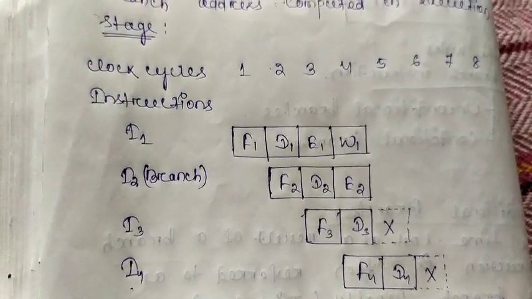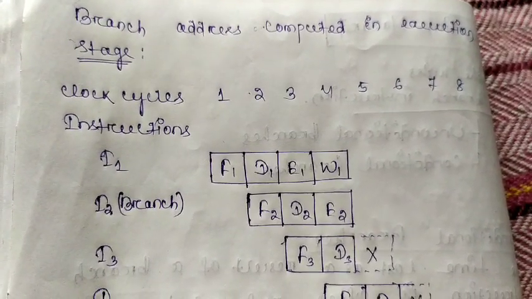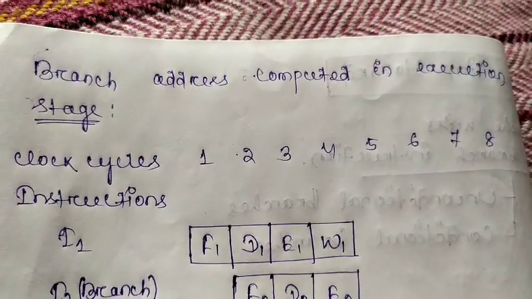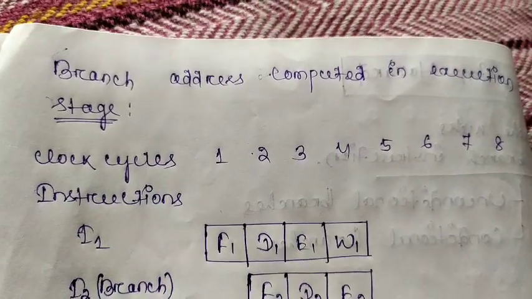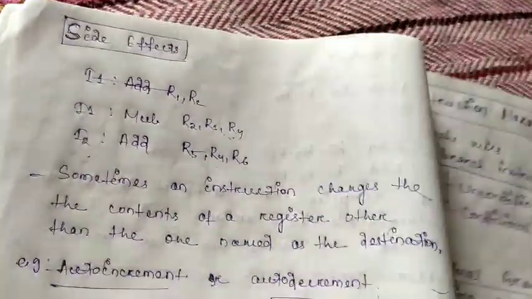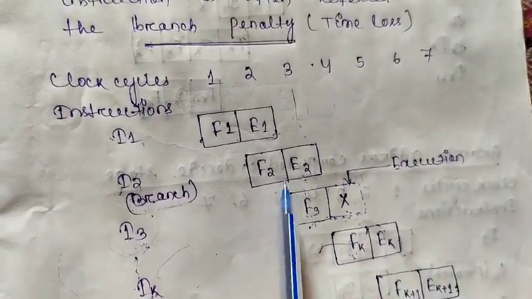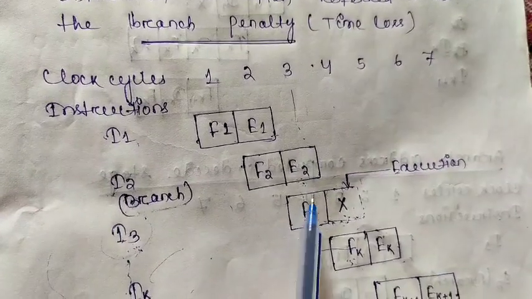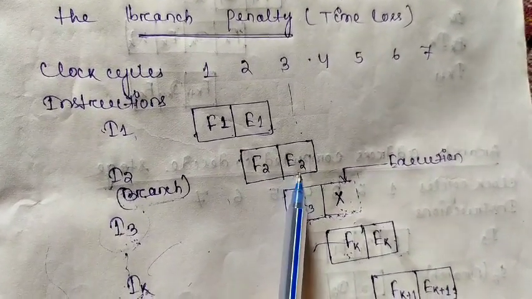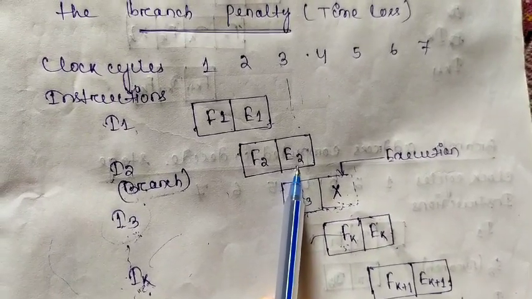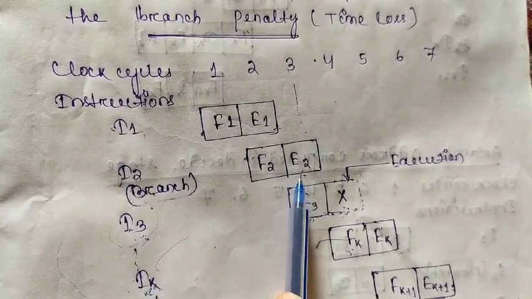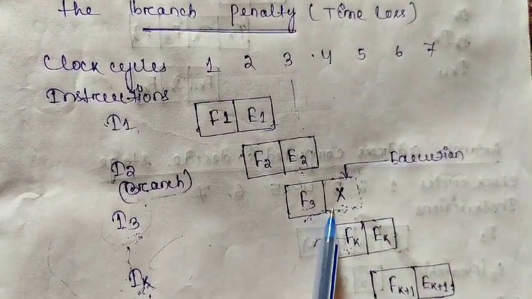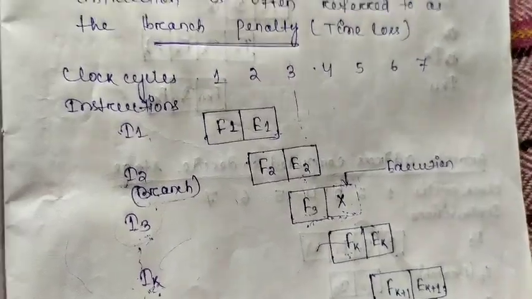Here the branch address is computed in the execution stage, basically not in the fetch stage. If we could compute that in the fetch stage, then I3 would not be wrongly fetched. But since we compute it in the execution stage, it is wrongly fetched and the execution is halted. Okay, so let's see it in a 4-stage pipeline.